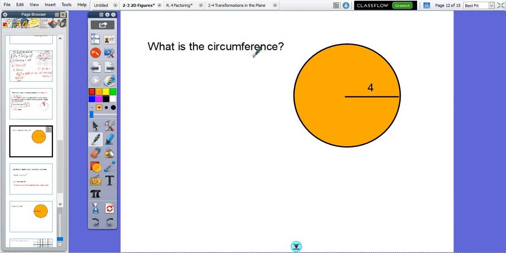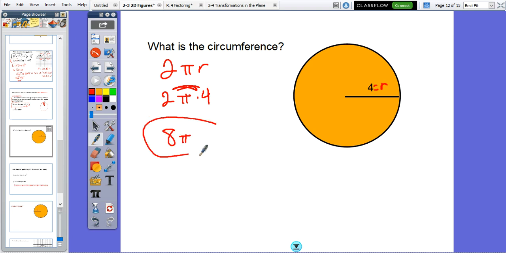All right, so let's look at this. What is the circumference in this problem? The radius is 4. Let's put it in the formula: 2 pi radius. So we're going to use 2 times pi times 4. We multiply our two numbers and end up getting 8 pi. Unless it tells you to round, that's a perfectly acceptable answer. You say, all right, 8 pi, that's a great answer.